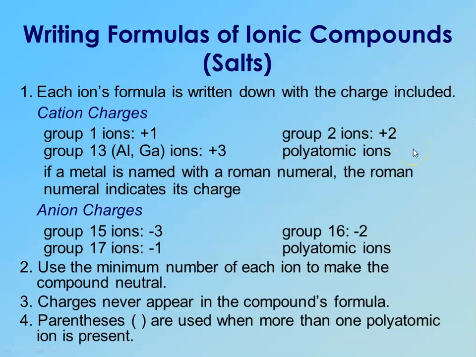Okay, so when we are writing formulas from names, we need to make sure we know what ions are present and what their charges are. That's just reviewing what the charges are of the different groups. You want to combine those ions together to make the simplest ratio that will allow the ion pairing to have an overall charge of 0. We never show charges in our final formula. And if we have a polyatomic that we need more than one ion of to make that neutral formula, we use parentheses to show how many of that polyatomic ion we need.